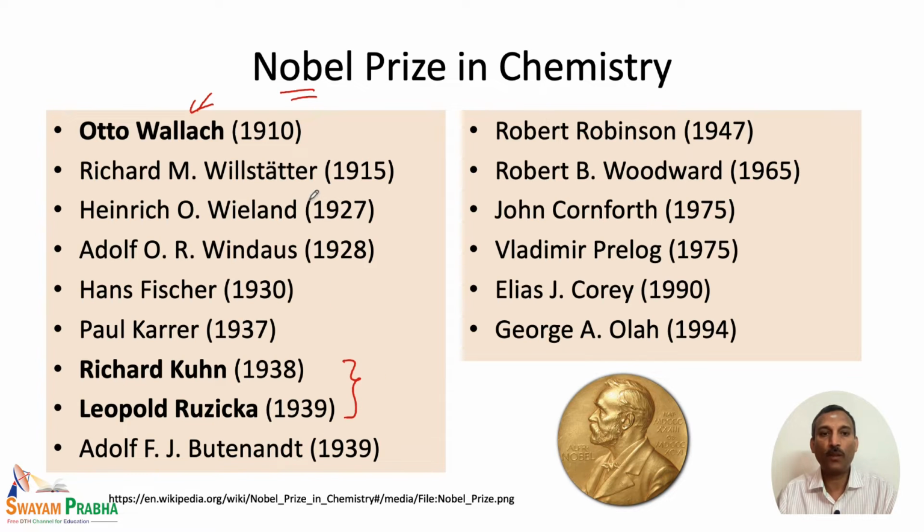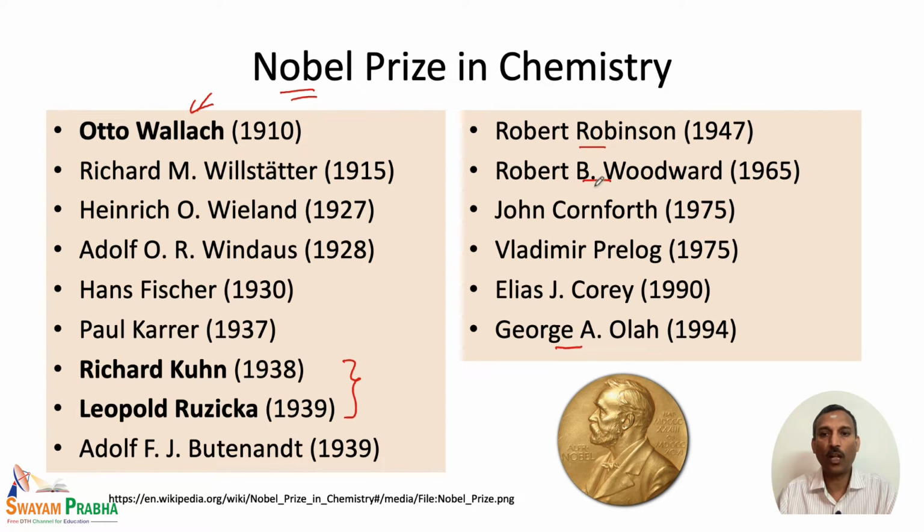And other people who are shown here, like Willstätter, Wieland, Windaus, Hans Fischer, Paul Karrer, or even John Cornforth, Vladimir Prelog, E.J. Corey, R.B. Woodward, Robert Robinson, and Georg Wittig, all these people contributed to some part of terpene chemistry.